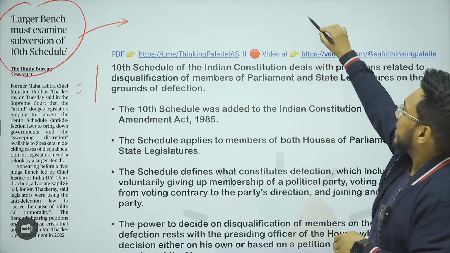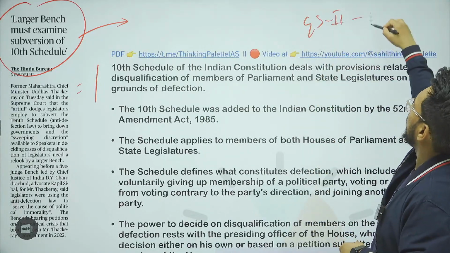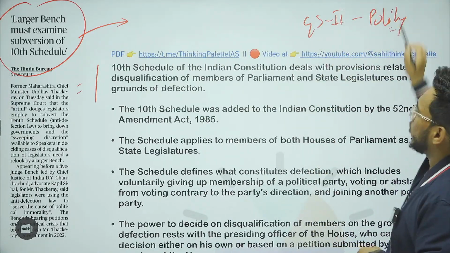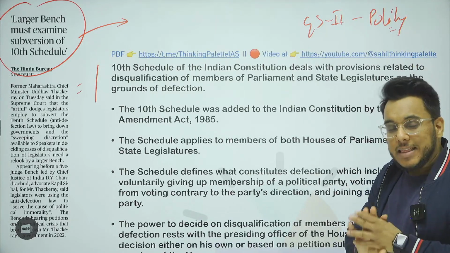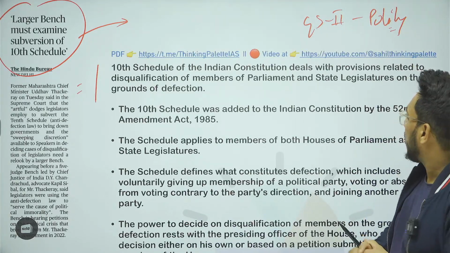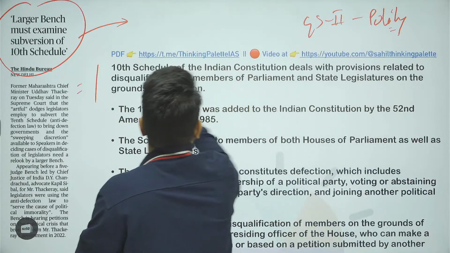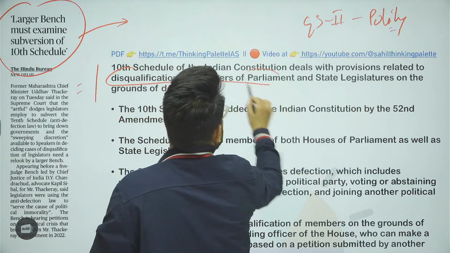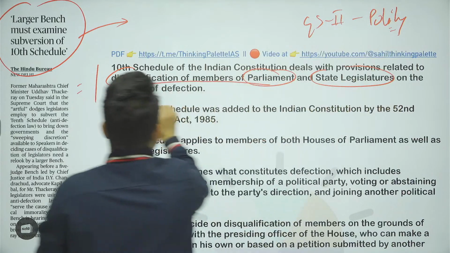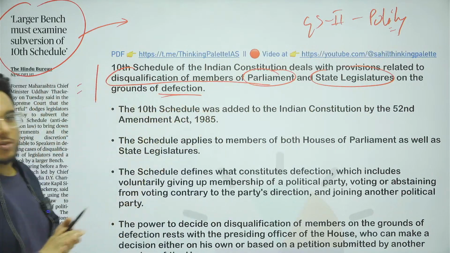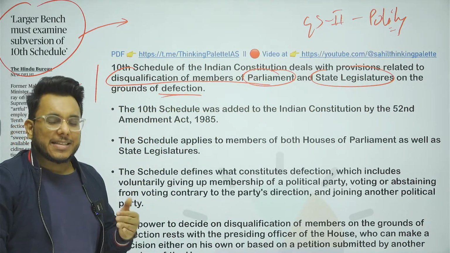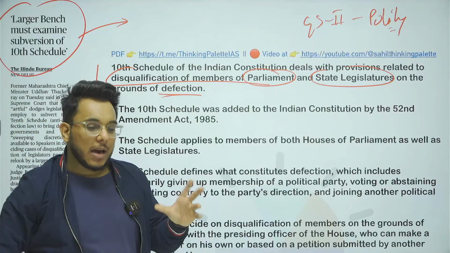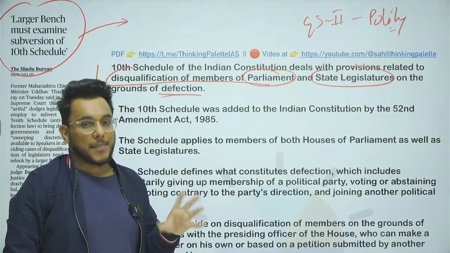This particular article will be seen with respect to the GS paper number 2 polity. Okay. So the 10th schedule of the Indian Constitution deals with the disqualification of members of parliament and state legislature on the grounds of defection. So basically, the 1970s was the time when the Ayaram Gayaram phenomenon was very prominent.